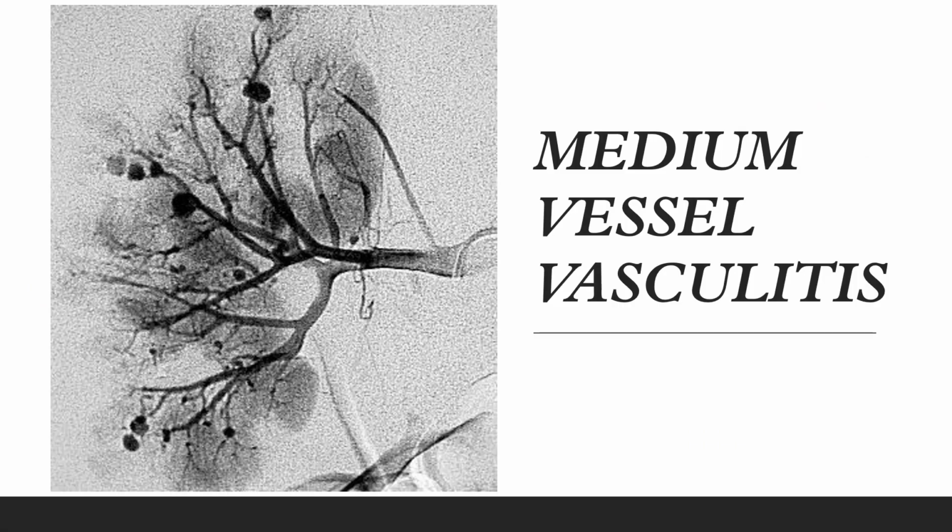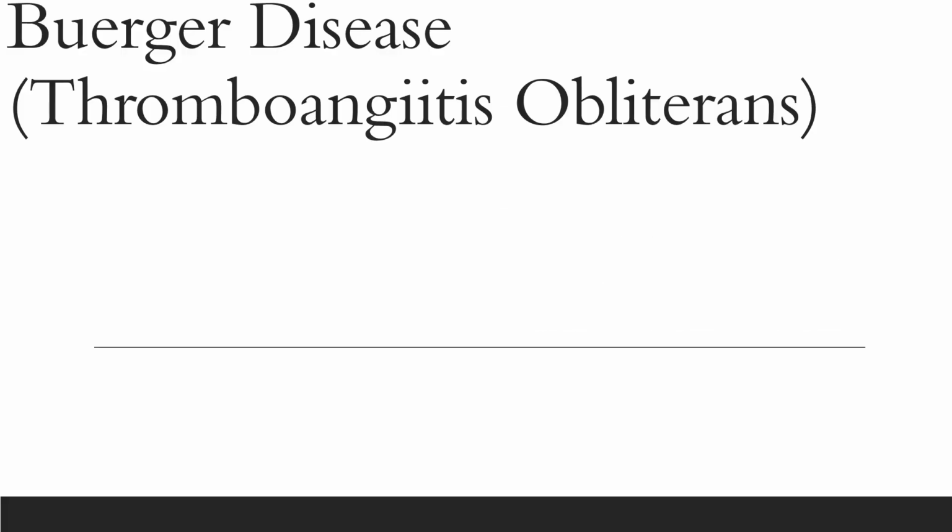Okay, so now let's talk about the three medium vessel vasculitides. The first one is Buerger disease, and this is my favorite one to remember because I have a good image for you guys. This one is more common in heavy smokers and in males. Smokers is going to be a key way to remember this. It's also called thromboangiitis obliterans, which is also helpful, as you'll see.